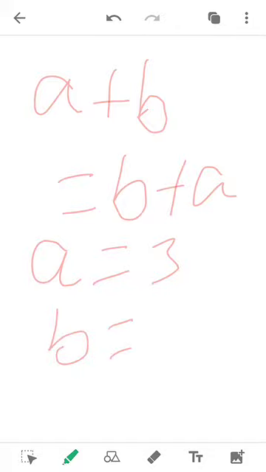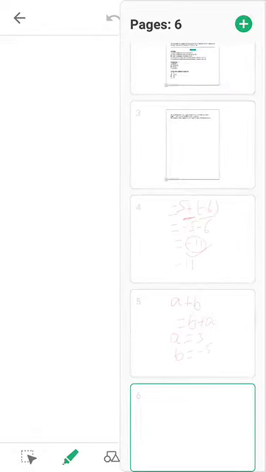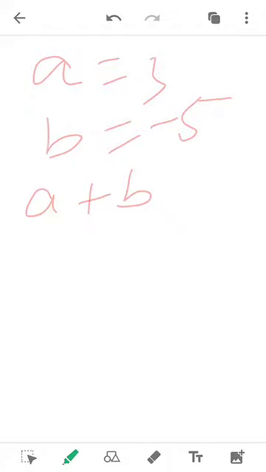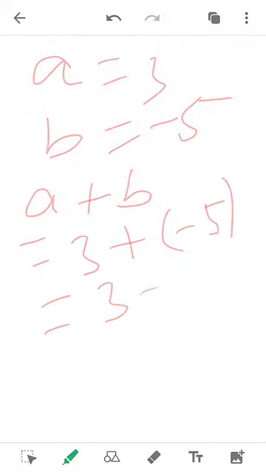If I put a is equal to 3, b is equal to minus 5, then a plus b is equal to 3 plus minus 5, which is equal to minus 2.